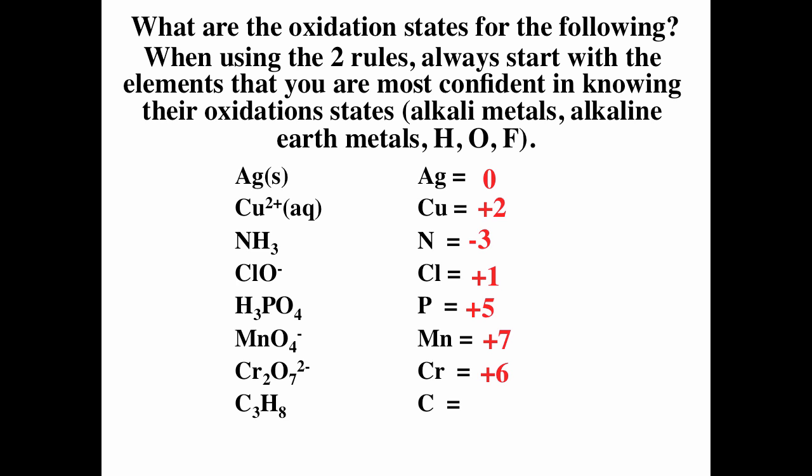Now, if we try the 2 rules for C3H8, which is propane, it gets a little confusing because an oxidation state cannot be a fraction. I mentioned that the 2 rules work 95% of the time, so it works on the top 7 of these. It does not work on the propane because, again, an oxidation state cannot be a fraction. And so we have to use the Lewis diagram.